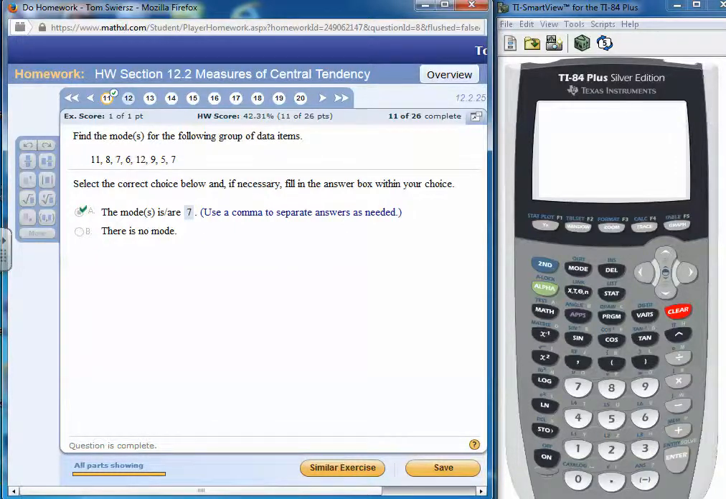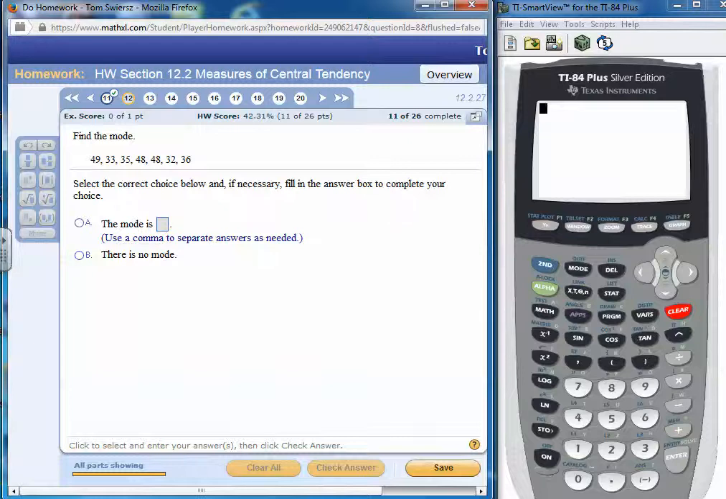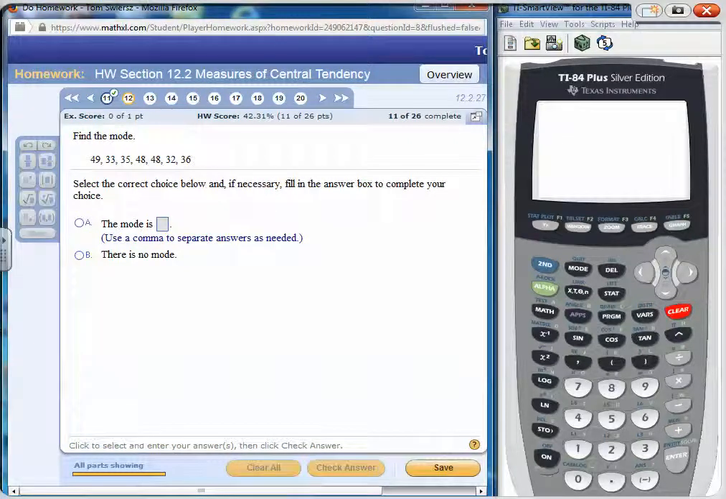All right, question number 12. Again, be careful. They're not in order. So we've got 48, 49, 33, 35, 48, 48, 32, 36. And it looks like, again, the 48 occurs twice. Everything else only occurs one time. So the mode is definitely 48 because it occurs twice.